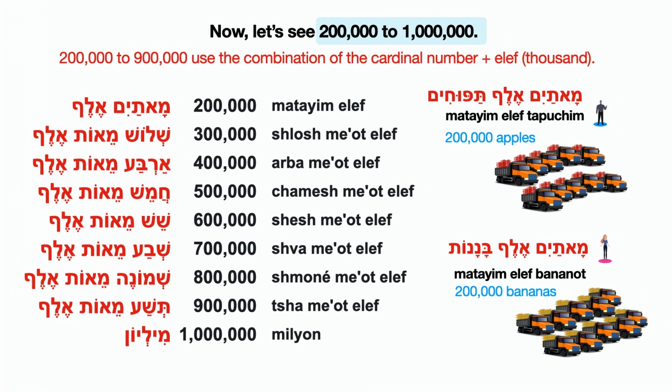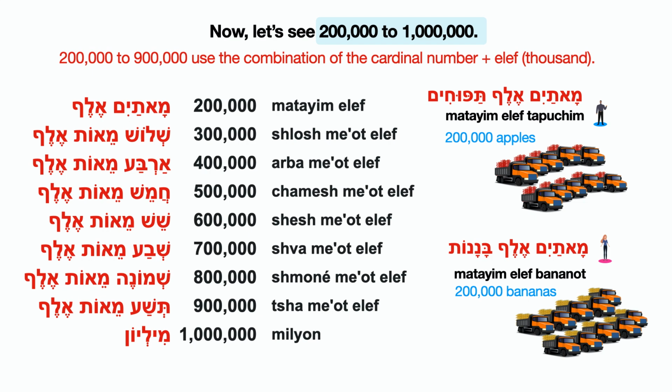And finally, let's see 200,000 to 1 million. 200,000 to 900,000 use the combination of the cardinal number plus elef, which means thousand. So to say 200,000, that's 200,000.